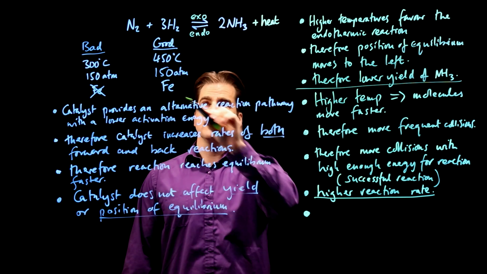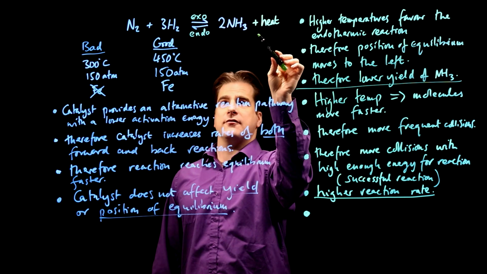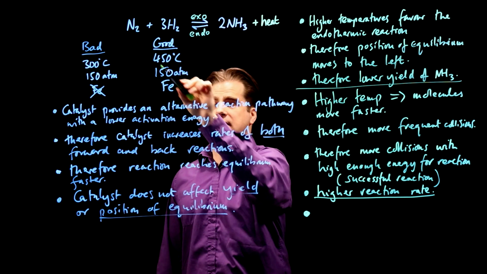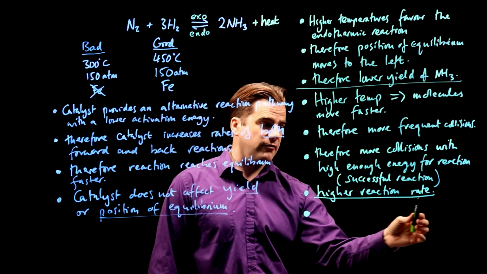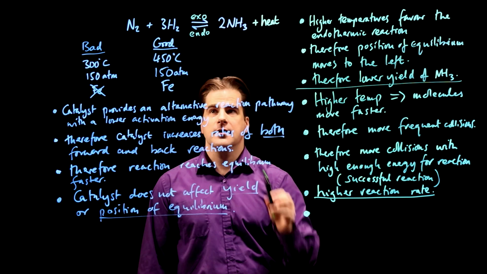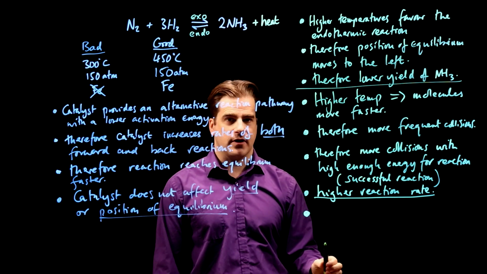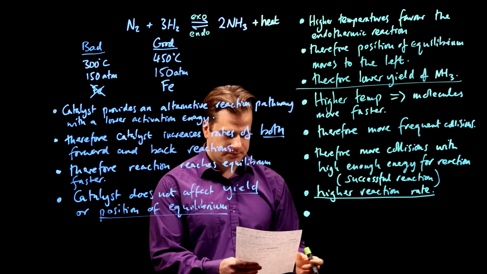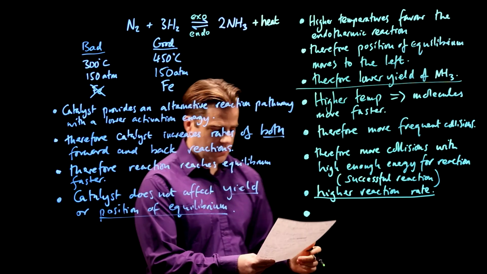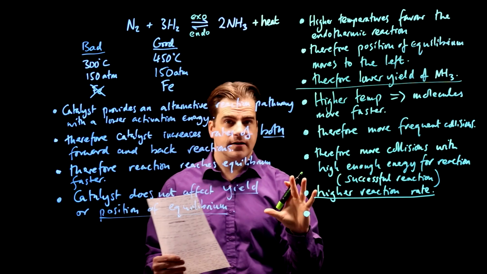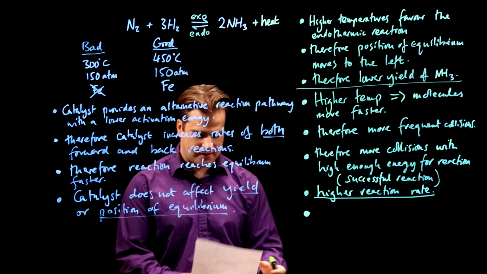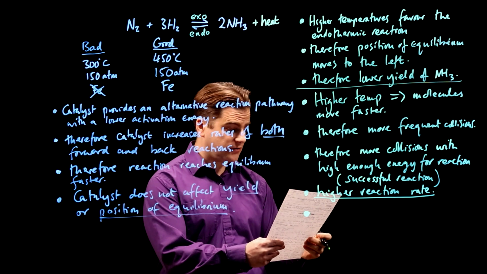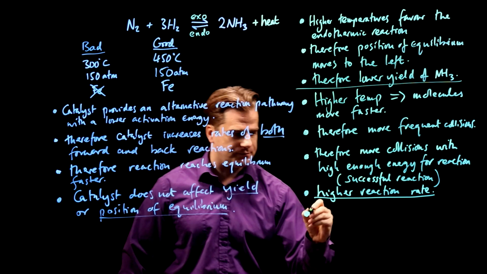Okay? So yes, we do have a lower yield by doing it at a high temperature, but it's better to have a lower yield and a higher reaction rate, okay? Because the higher temperature gives us a higher reaction rate because of what we talked about. So, remember this sentence right now. I'll write it out in full, tattoo it on your brain, and just regurgitate it in the exam. It is better to have a higher reaction rate at the expense of a lower yield.